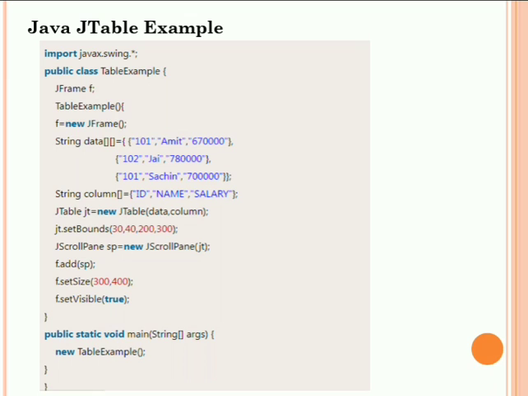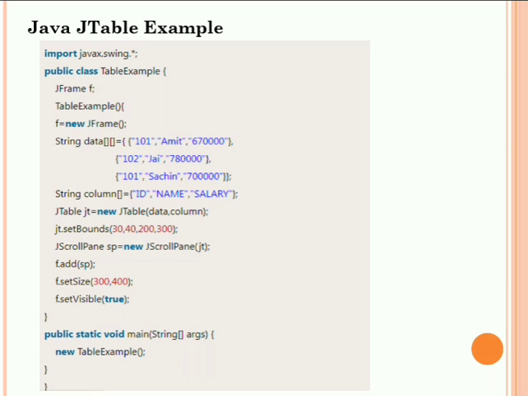First will be ID: 101, 102 and 103 are nothing but the IDs of different names. Then name: Amit, Jai and Sachin, these are the three names given there. And next to that is the salary of each and every employee of that particular company. JTable jt is equal to new JTable(data, column). jt.setBounds(30, 40, 200, 300). It's a boundary set to that, means that table will have that much boundary for writing these letters and numbers.